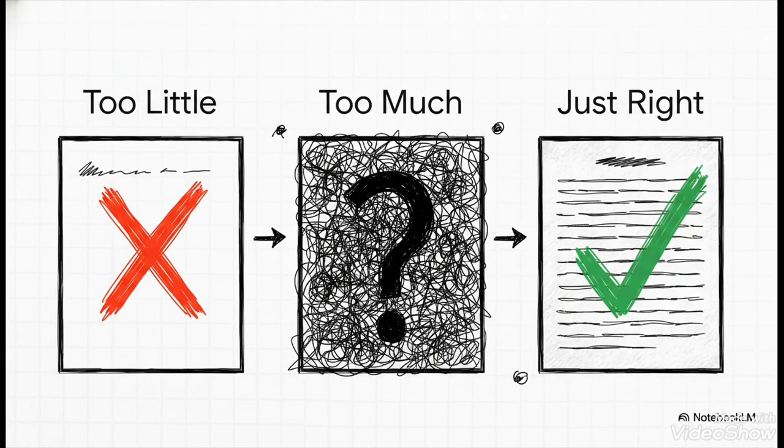So, if there's one massive takeaway from this entire paper breakdown, it's this. Always, always write your answer according to the marks. If it's a 2-mark question, give 2 clear points. If it's a 6-mark question, you need to provide a lot more detail. Matching your answer's length and detail to the marks is absolutely crucial.